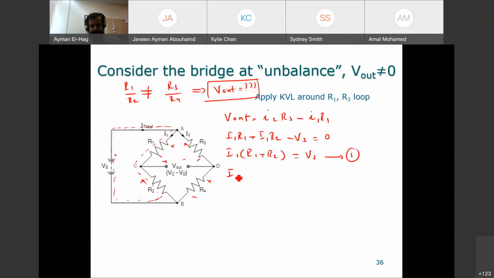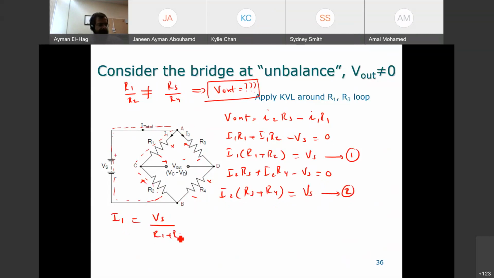So I2 R3 plus I2 R4 minus Vs equal to 0. Take I2 as a common factor, it becomes I2 times (R3 plus R4) equal to Vs. So from 1, this is 2, from 1, I1 is equal to Vs divided by (R1 plus R2). And from 2, I2 equals Vs divided by (R3 plus R4).